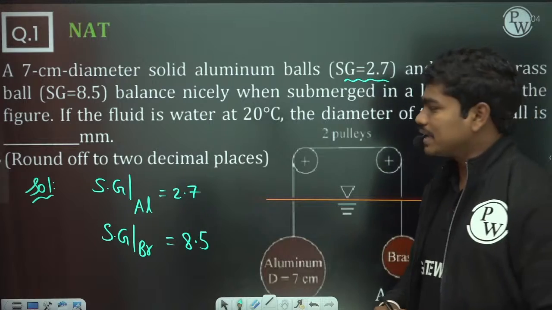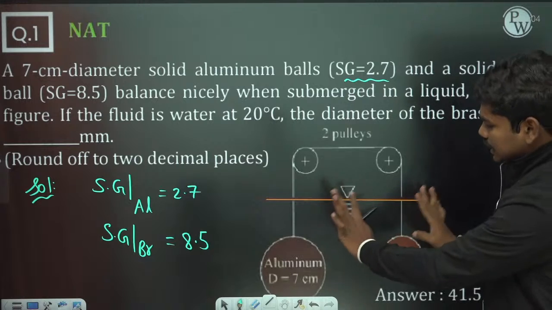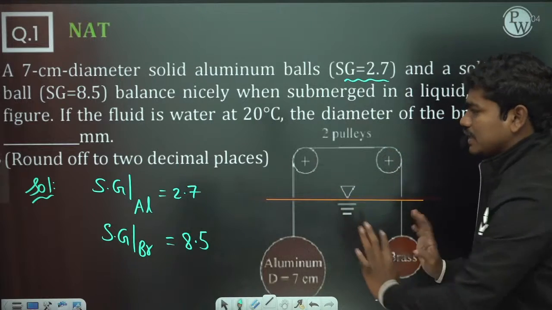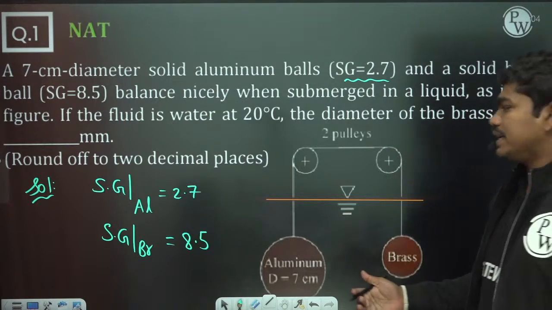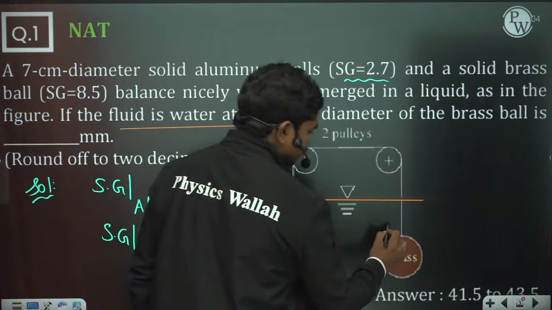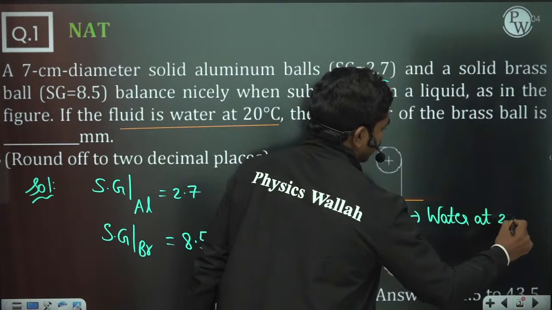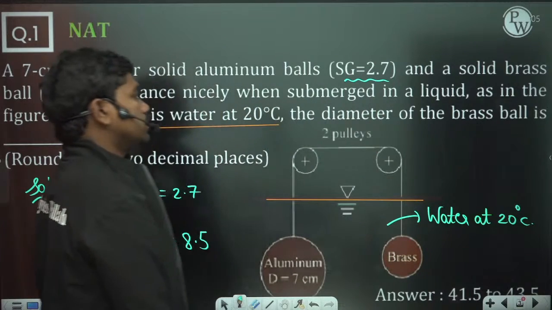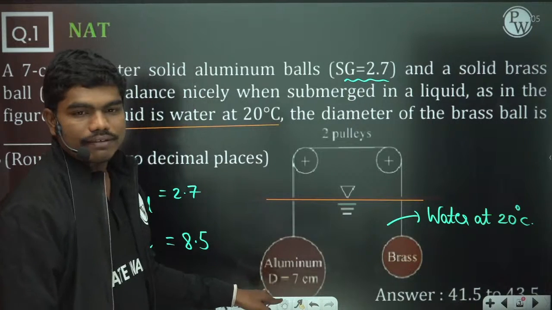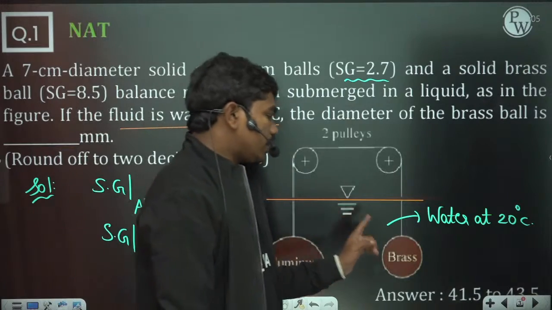When these two balls are submerged in fluid, the balance is in static condition. This is in equilibrium, so there is no movement, which means the balls are just hanging with the rope tight. If the fluid is water at 20 degrees Celsius, 20 degrees is the normal temperature that we see outside. The diameter of the brass ball is dash mm. The diameter of the aluminum ball is 7 centimeters, correct? So let us calculate the dimensions of the brass ball.